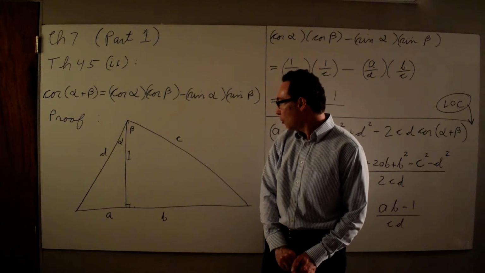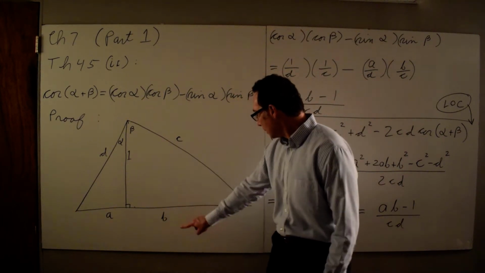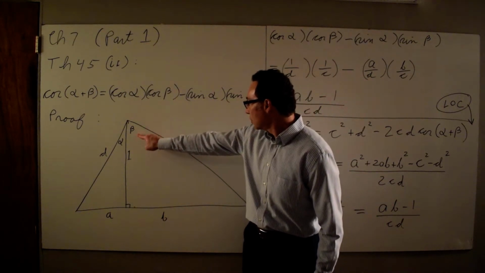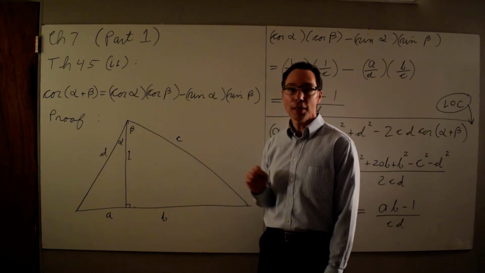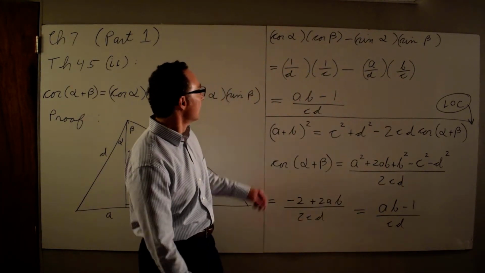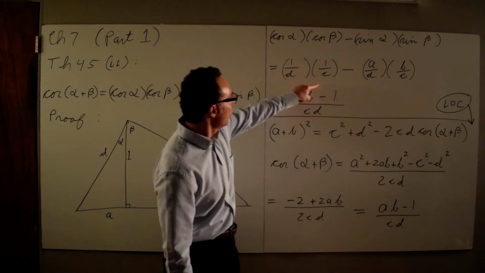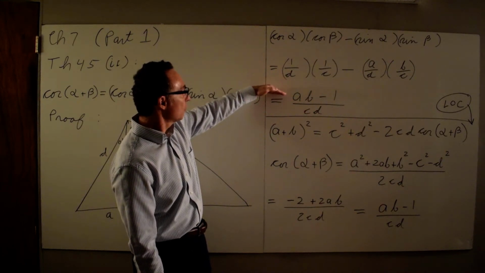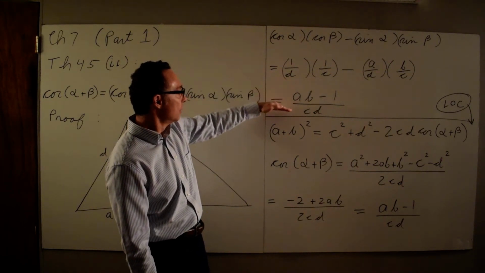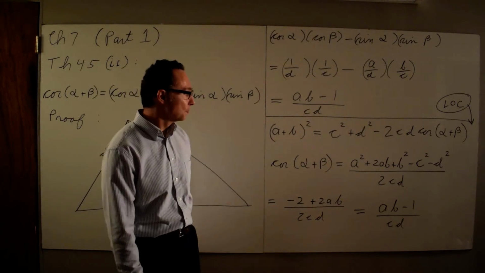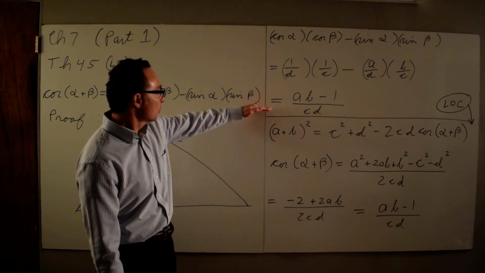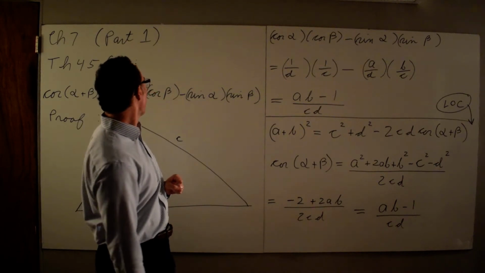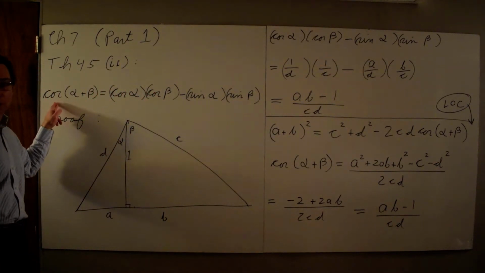And finally, what is sine of beta? Sine of beta is opposite over hypotenuse, so sine of beta is b divided by c. So we substitute right here. Our common denominator is c times d, and so this simplifies to ab minus 1 divided by cd. We'll just put a pin in that right here. And now we want to work with cosine of alpha plus beta.